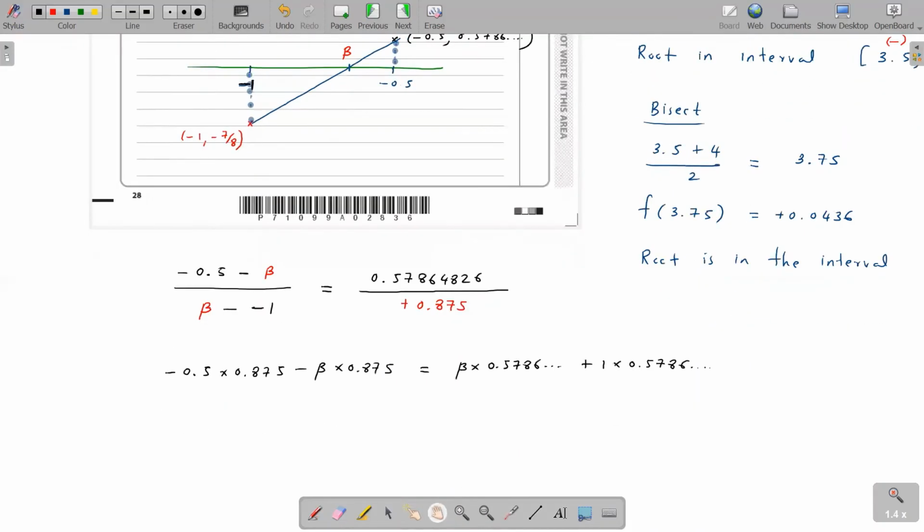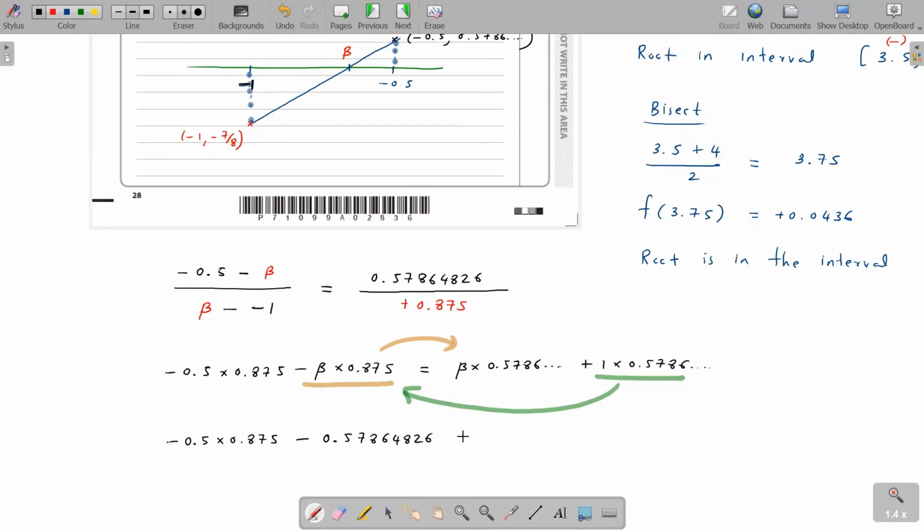Okay, so I need to take all the beta terms to one side and the other terms to the other side. So I'll take the negative beta term to this side, and I'll take the term without beta over here. So what do we get here? Minus 0.5 into 0.875. I'll take the term here, minus 1 into 0.5786. It comes as minus, multiplying by 1 is the same thing, minus 0.57864826. I just wrote the full thing.